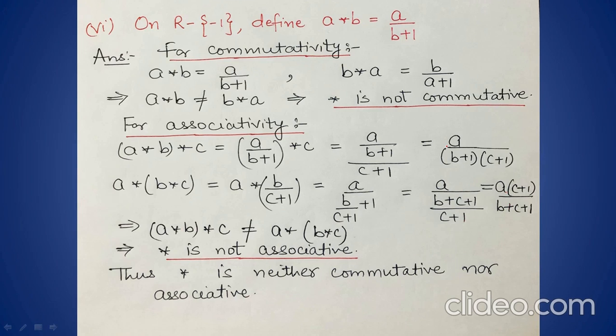So here we can conclude that bracket a star b star c is not equal to a star bracket b star c because we are getting different results. So star is not associative. Thus we can say star is neither commutative nor associative in this case. So it completes our question number 2.